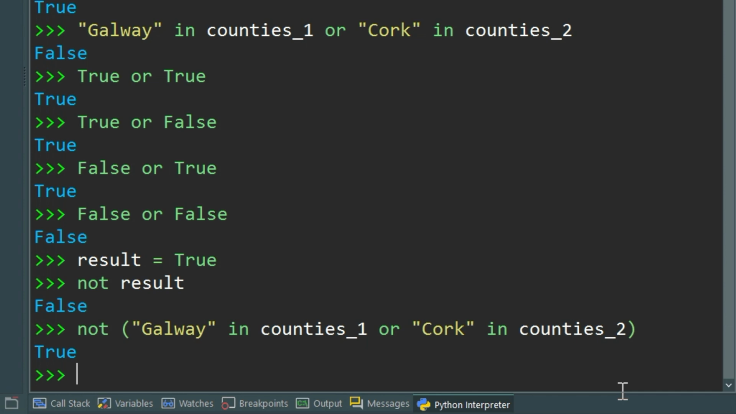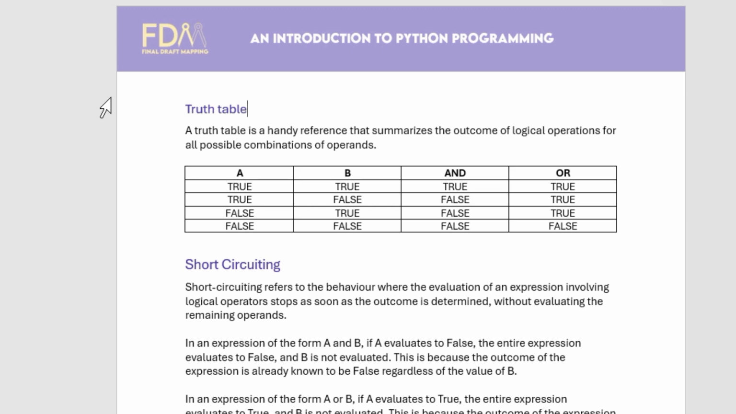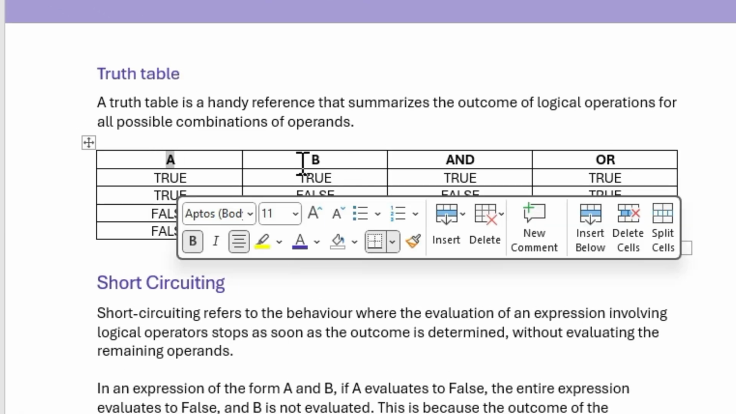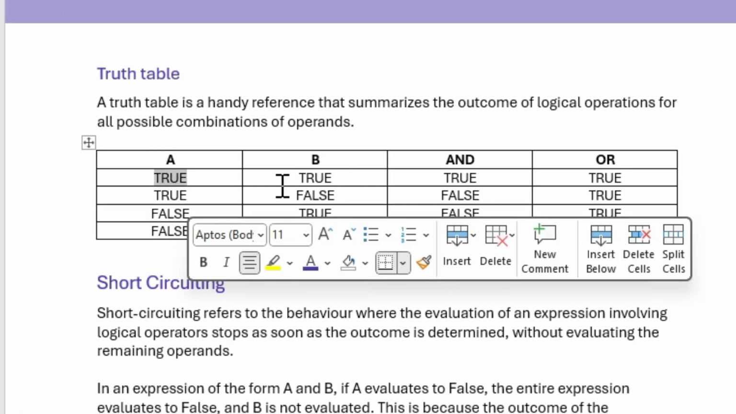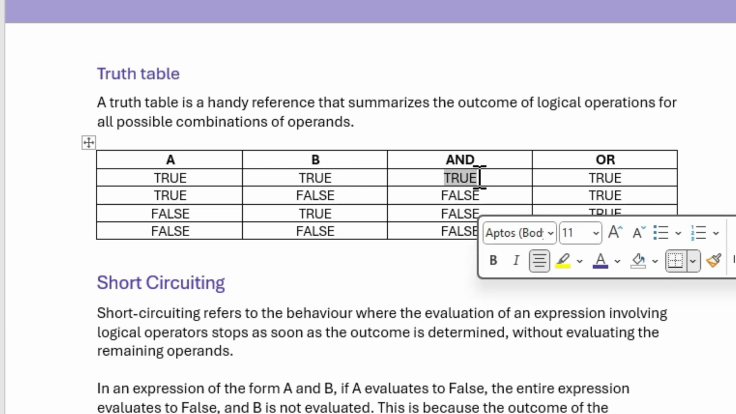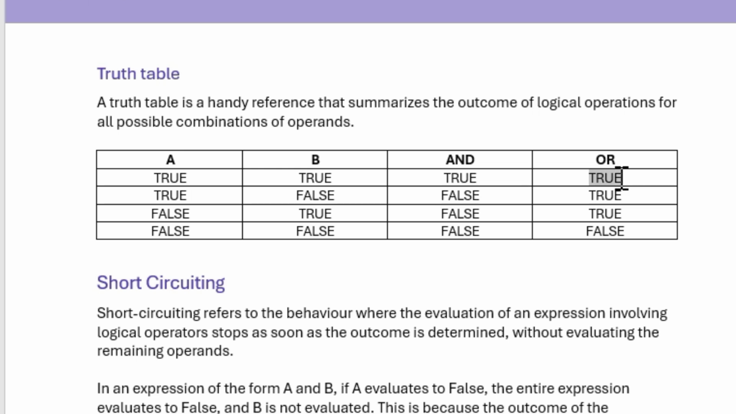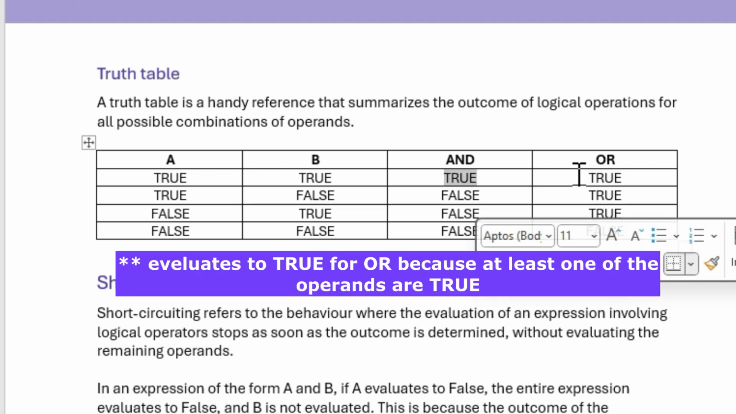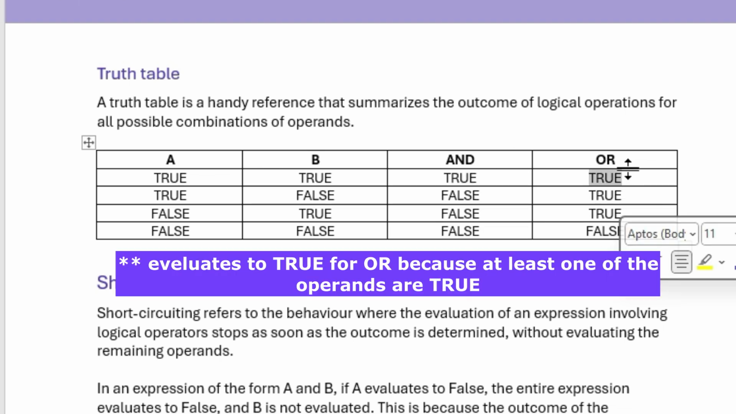Let's head over to our workbook for a moment. Here we have what is known as a truth table, and we saw these combinations throughout this video. We have our variables a and b. If a is true and b is true, and we're using and, it will evaluate to true. If we're also using or, it will evaluate to true, because both operands are true. It will evaluate to true with or because at least one of the operands is true.